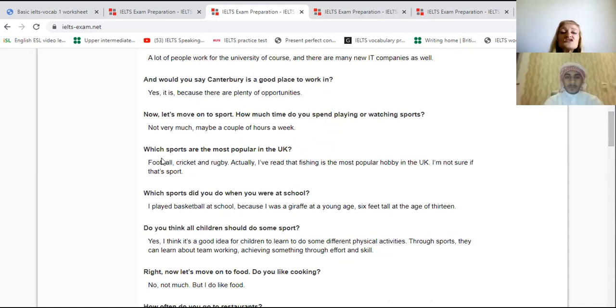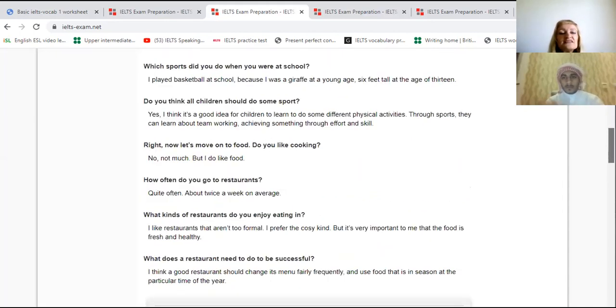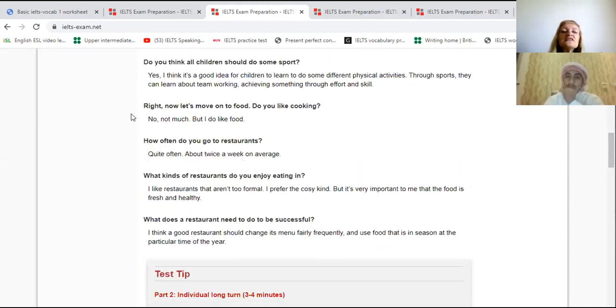Okay. Which sports are most popular in the UAE or in Abu Dhabi? Which sports do you play at school, for example? Do you think children should do sport? I'm just giving you an idea of what they've got here. And then they move on to part 3. Right, let's move on to food. Do you like cooking? How often do you go to restaurants?